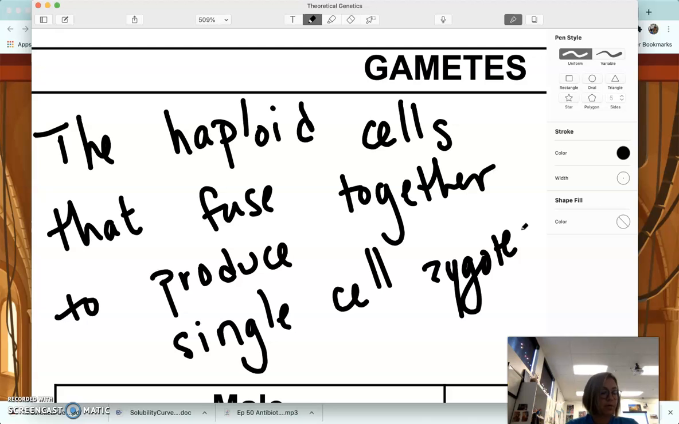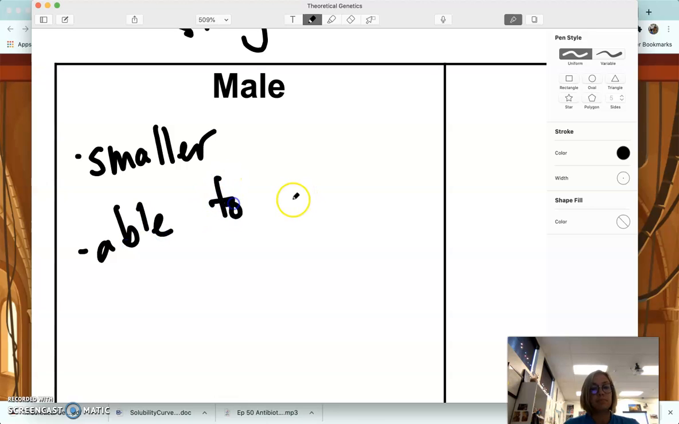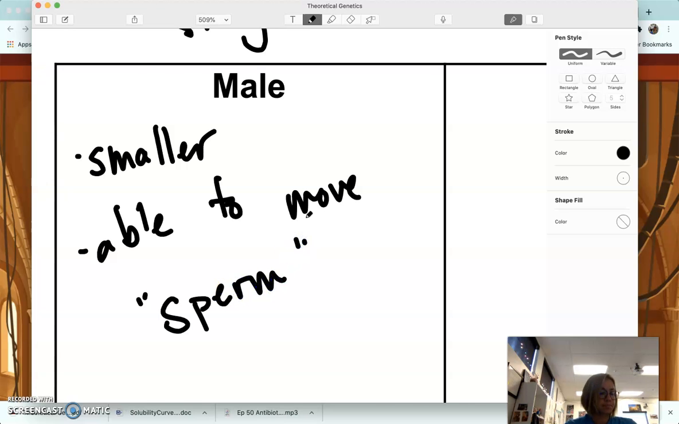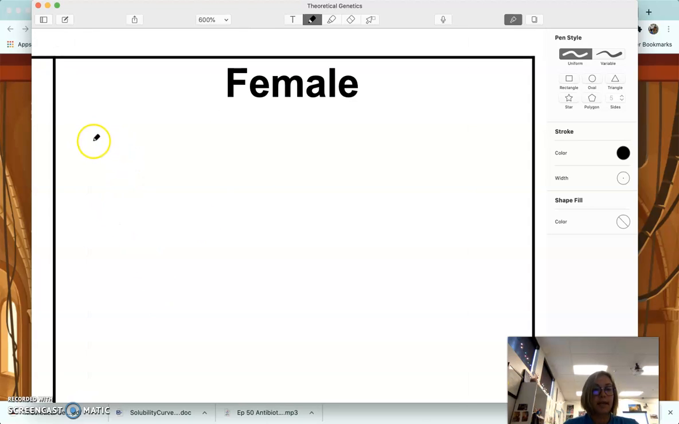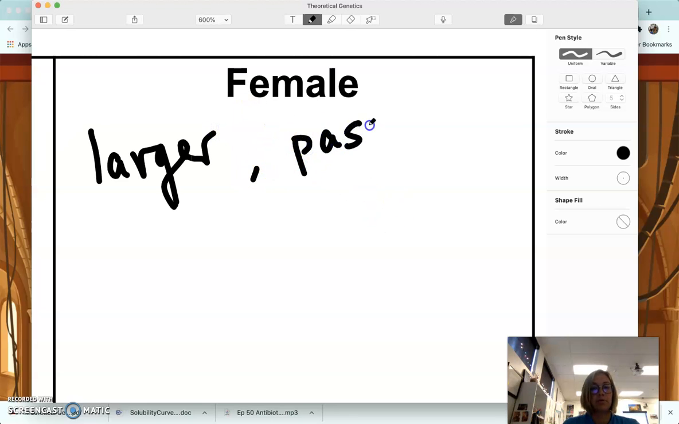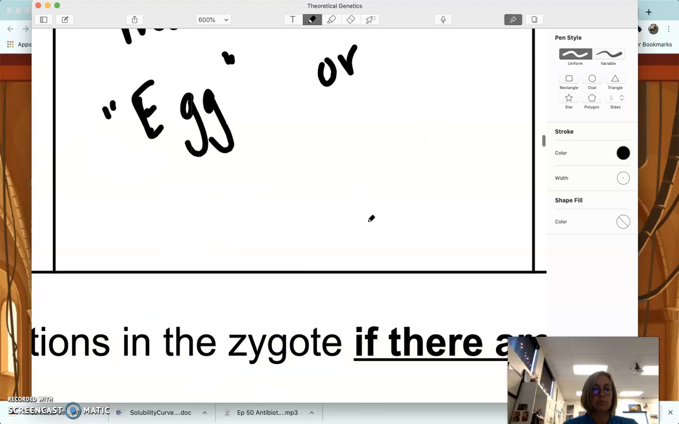So it's two cells coming together to form one. The male, it's smaller, and this is able to propel movement, and that's called the sperm. Female, she has a larger, passively moved, so it can't move on its own, it just moves as a result of other products, egg or ovum.